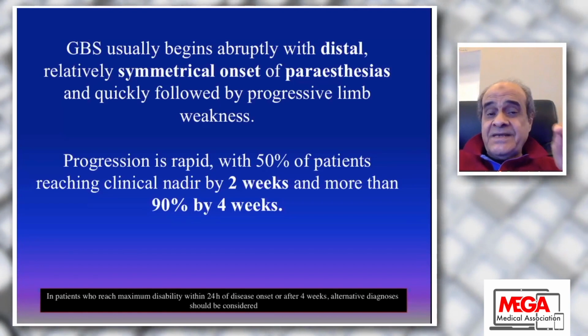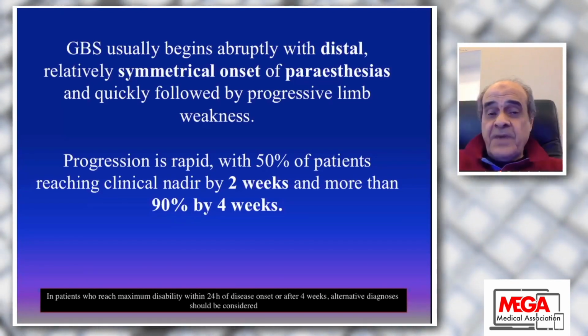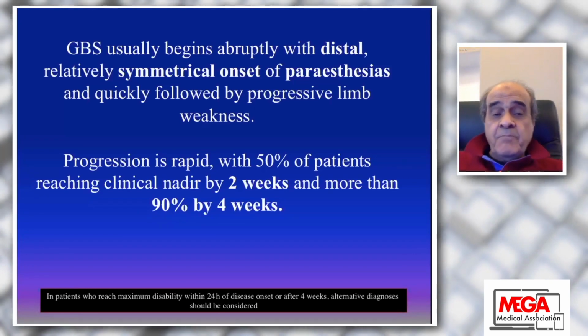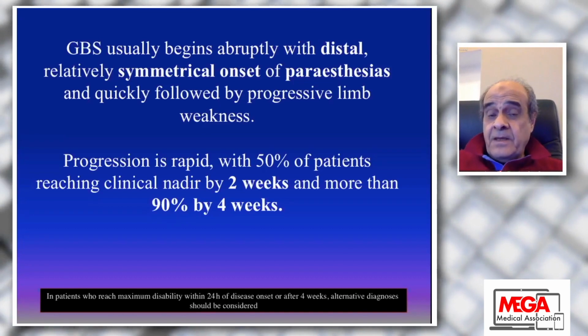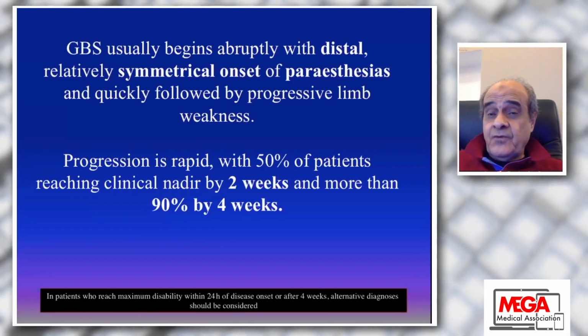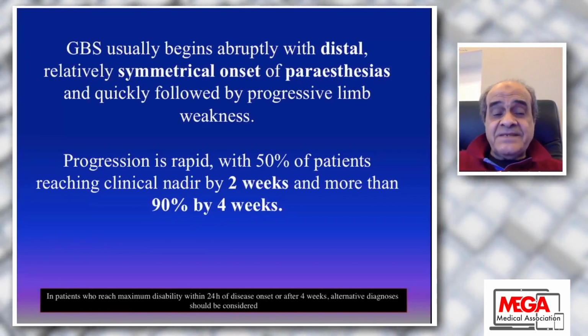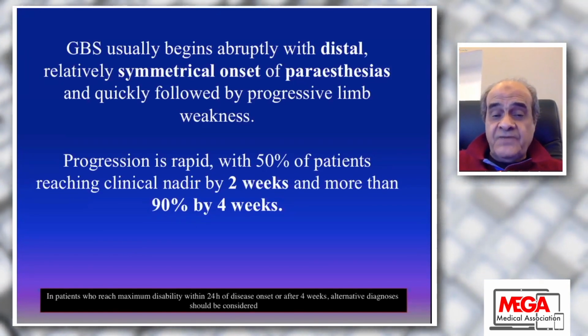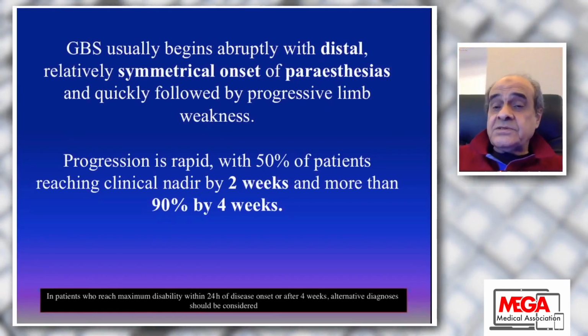It always takes from 2 weeks to 4 weeks to give me the full picture of Guillain-Barré syndrome. Before 24 hours or after 4 weeks, this is not Guillain-Barré syndrome. In patients who reach maximum disability within 24 hours of disease onset or after 4 weeks, an alternative diagnosis should be considered.